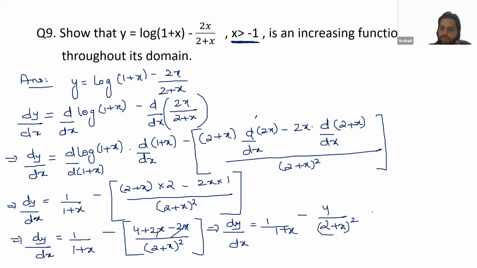Someone has sent me one more answer. Okay, Zephyr, let me check. So we get this value: dy by dx is equal to 1 by (1 plus x) minus 4 by (2 plus x) whole square.